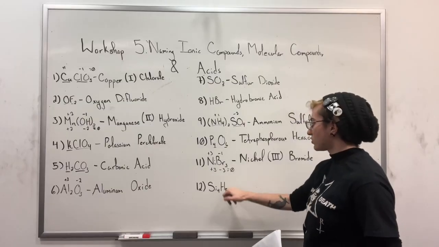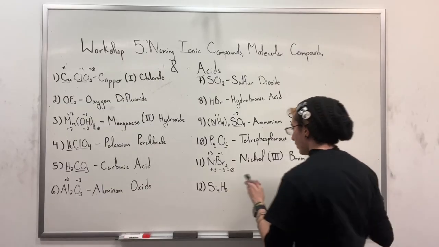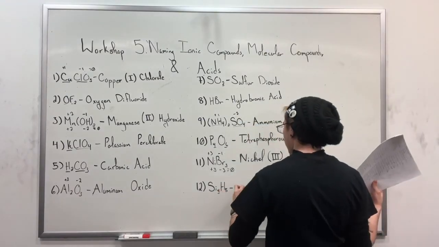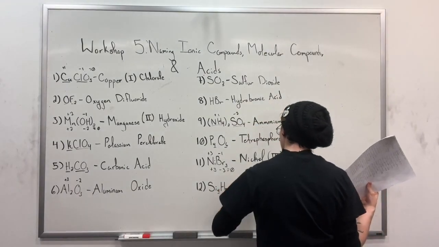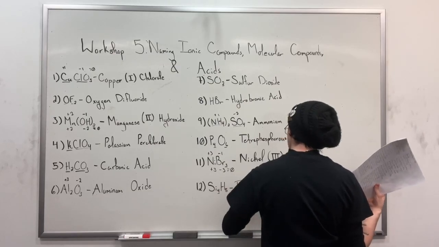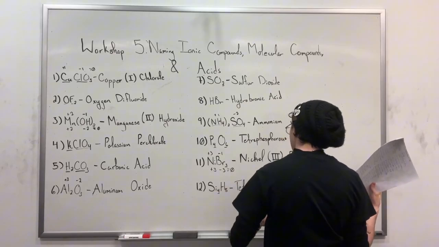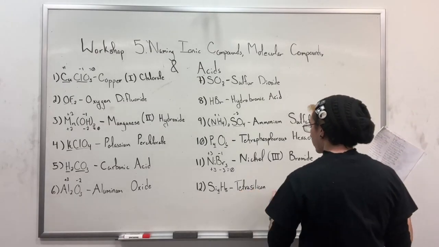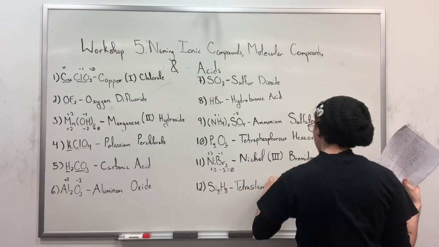So Si4H5 are 2 non-metals. So we need our prefixes. We have 4 Si, so it's tetra. Si is silicon. I forget if it has an E at the end or not, so I'm just going to leave it like this. So tetrasilicon. We have 5, so that is penta.